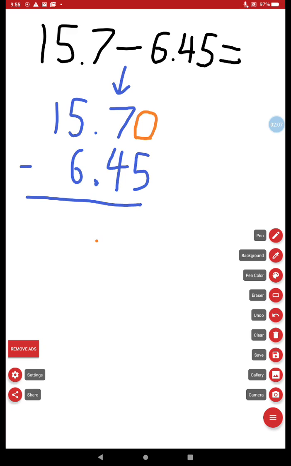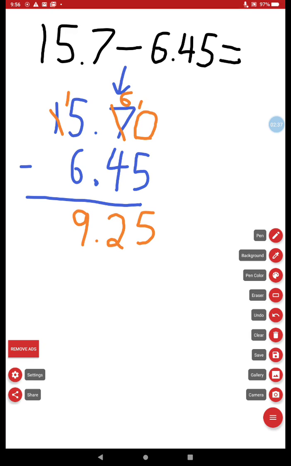0 take away 5. Can you do that? No, you have to borrow from the 7. 7 becomes a 6. 0 becomes 10. 10 take away 5 is 5. 6 take away 4 is 2. 5 take away 6, I can't do that, so I borrow. 5 becomes 15. 15 take away 6 is 9.